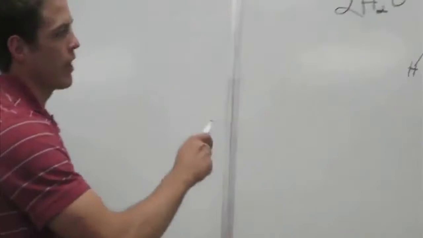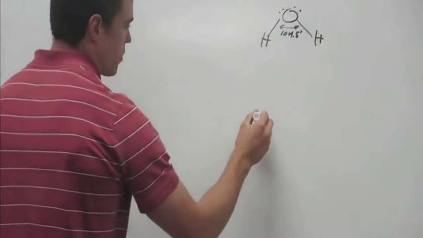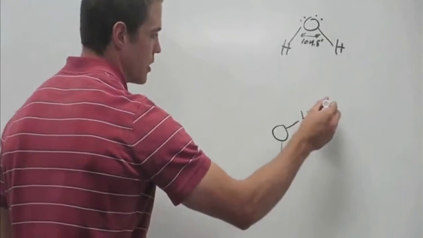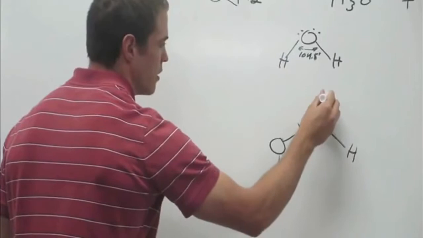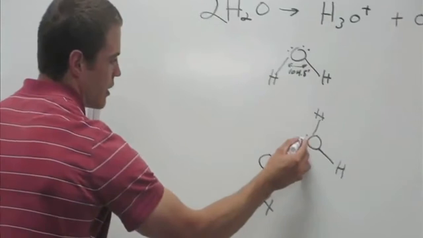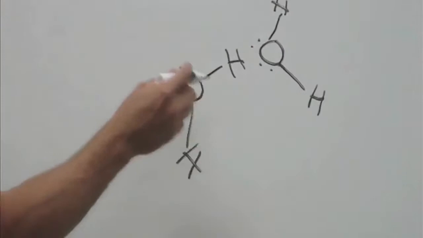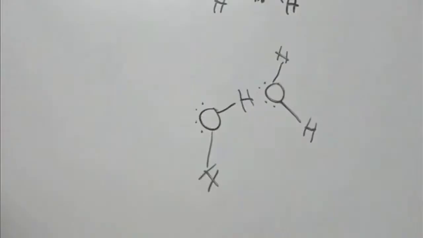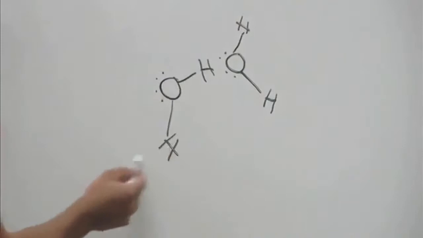Okay, so let's draw another water molecule right here. We have this water molecule, and we have this water molecule. And of course, in our glass, this is surrounded by lots of other water molecules. Let's say we have one just sitting right here as well. Now, remember, there are electrons right here. These electrons make the oxygen have a partial negative charge, and the hydrogens right here have a partial positive charge. Does that make sense so far?